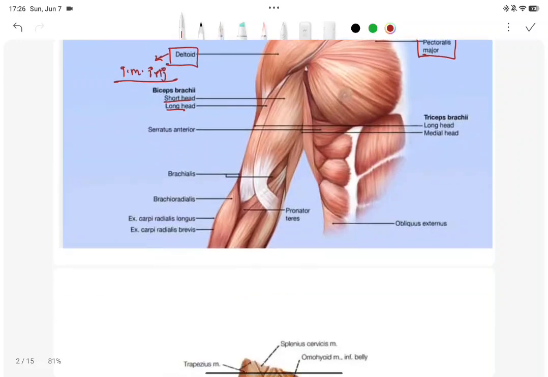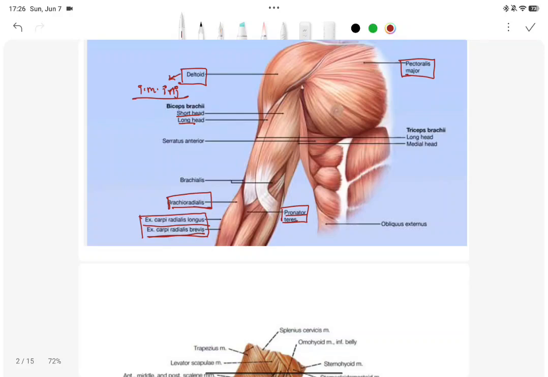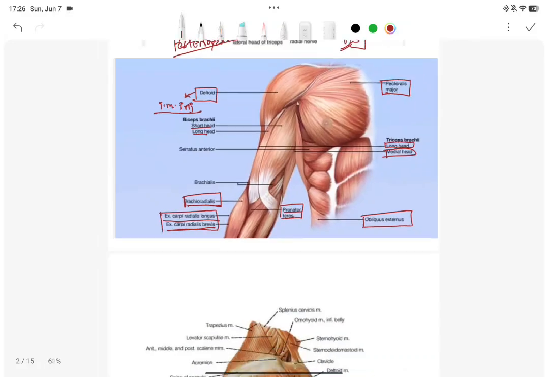So these are the extensor carpi radialis longus and extensor carpi radialis brevis, pronator teres, and brachioradialis, which will be discussed later in the cubital fossa. And these are the extensor muscles of the forearm, which will be discussed in the forearm section. And there is the obliquus externus, which is a muscle of the abdomen. So triceps brachii has a long head, medial head, and a lateral head, which is not seen here.